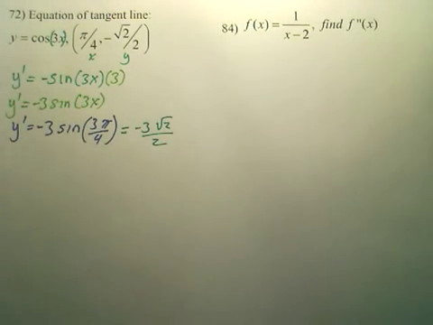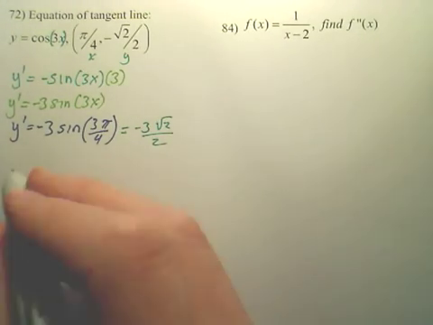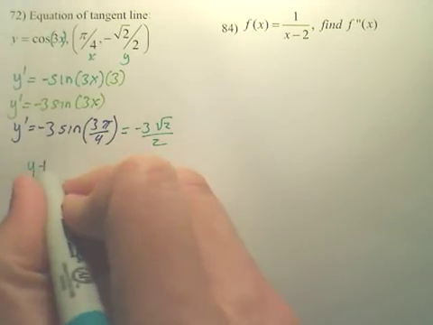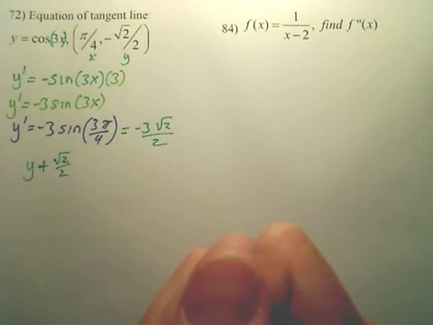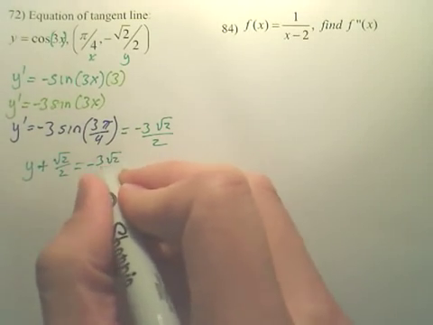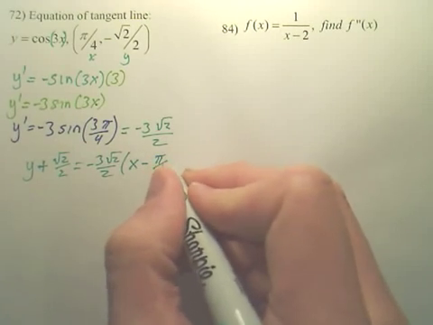Does that look right? Negative 3 times square root of 2 over 2. That's my slope. So my equation is going to be y minus y, which becomes a plus square root of 2 over 2. y minus y equals m, which is negative 3 square root 2 over 2 times x minus pi over 4.